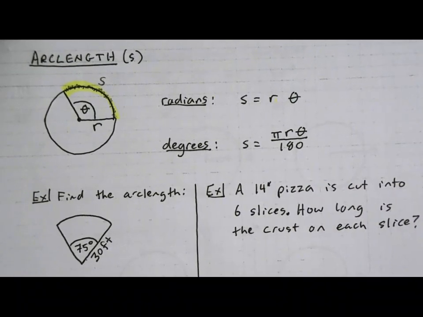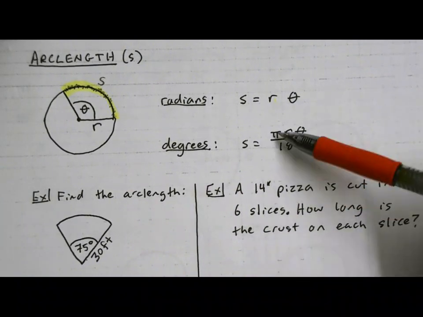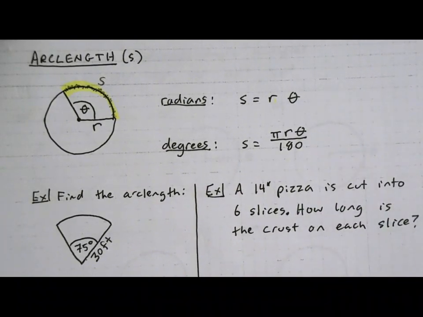It really does. When you convert from radians to degrees, you multiply by pi over 180. So the conversion is just built into this formula.